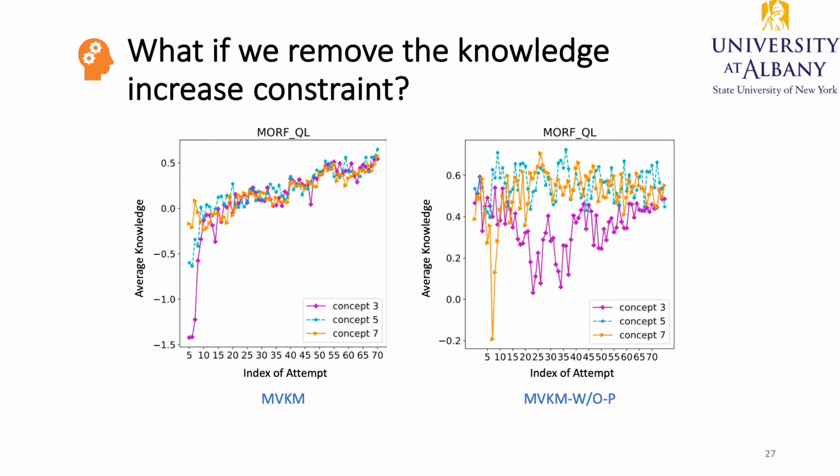This figure shows that without the knowledge constraint, student knowledge gain is not generally increasing and even has a U-shape for some concepts. So without the constraint, we cannot capture a meaningful knowledge trend. So the knowledge increase constraint is needed for our model.